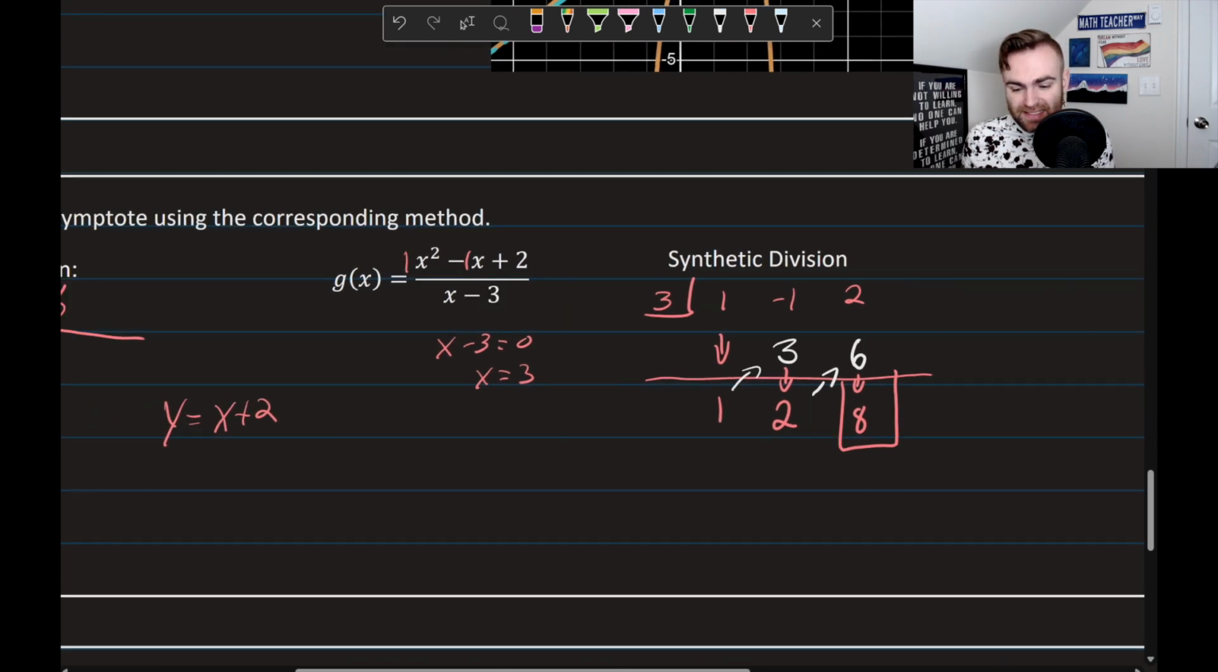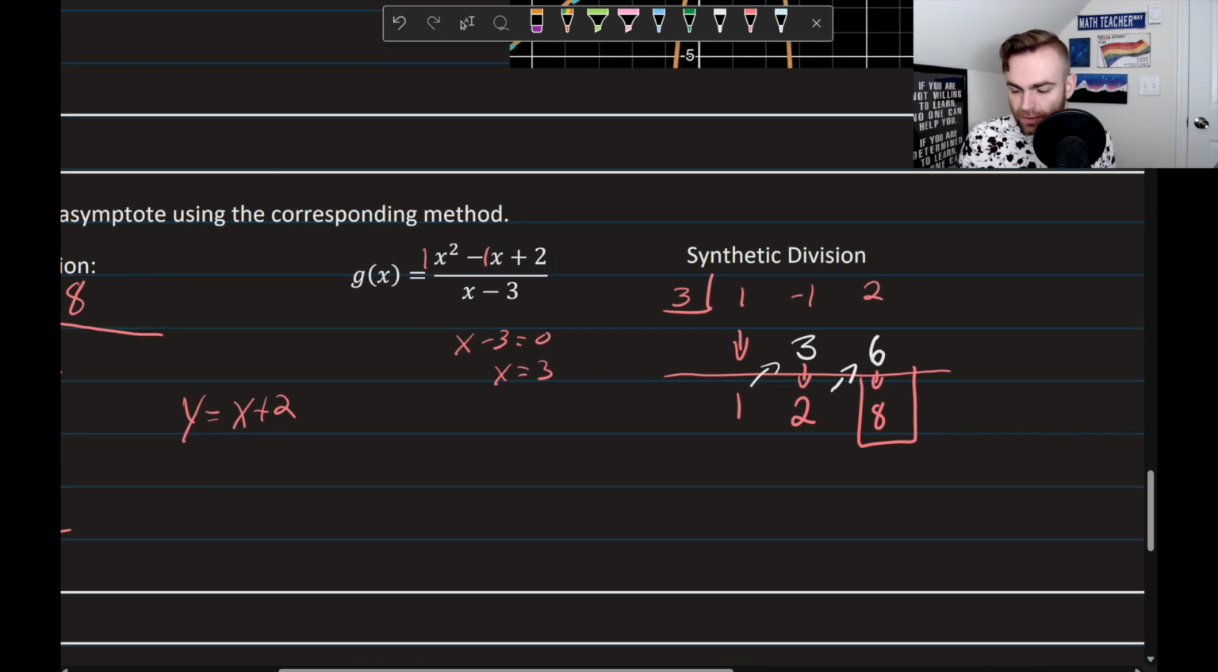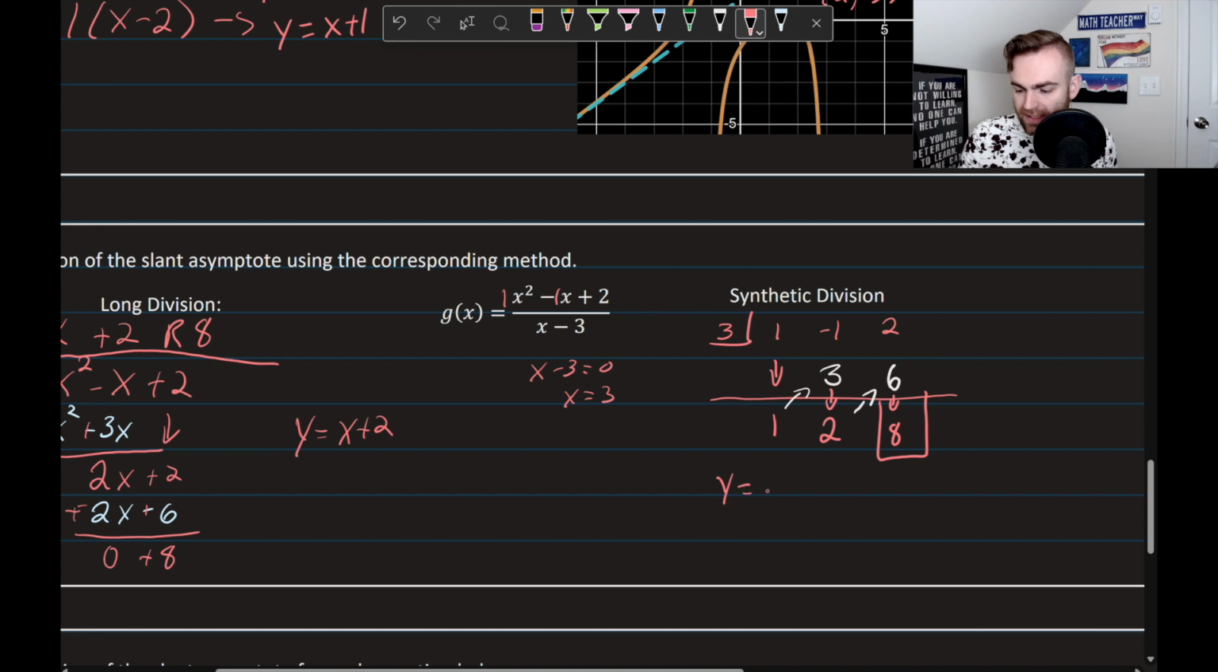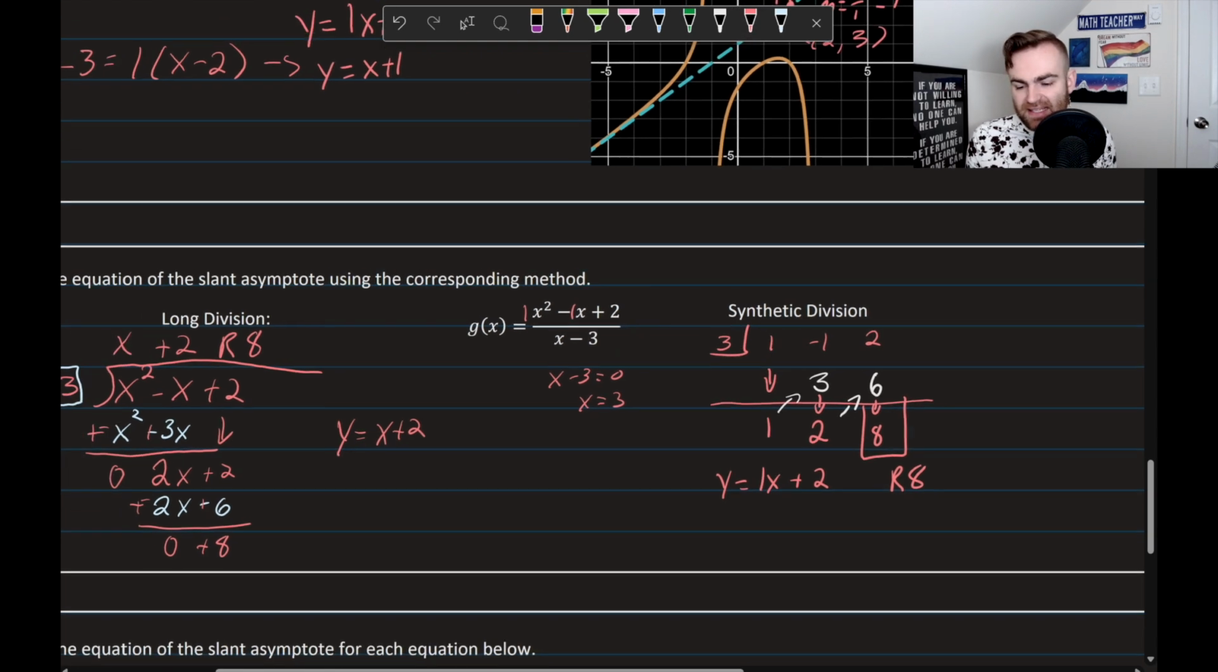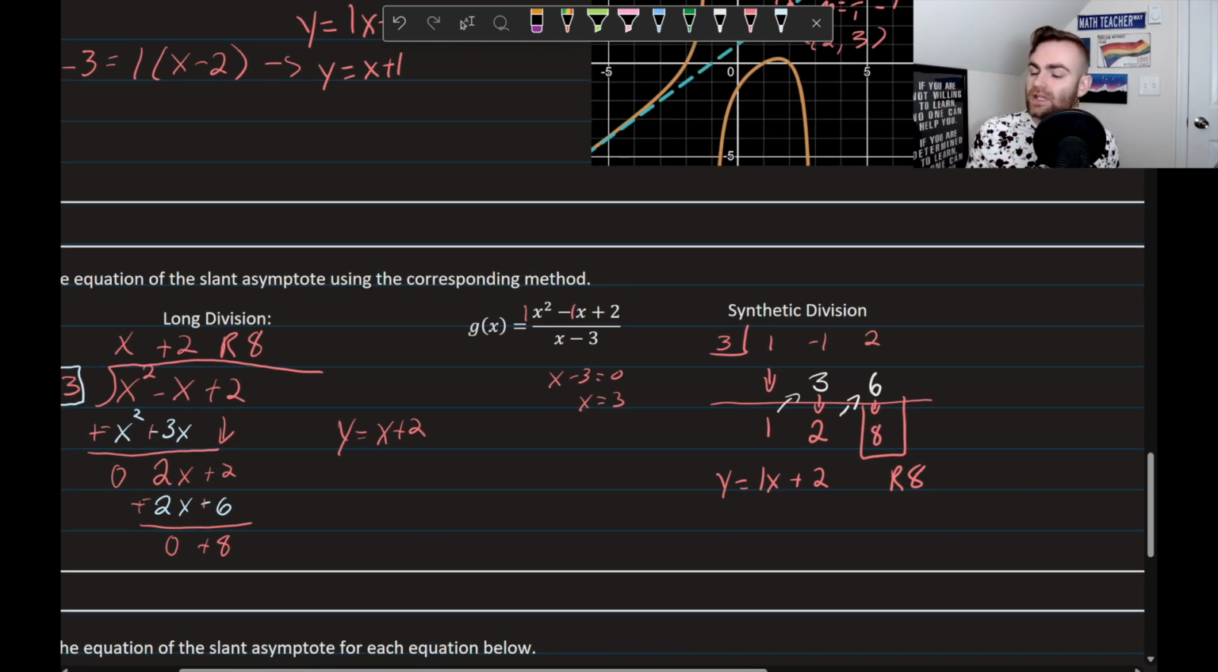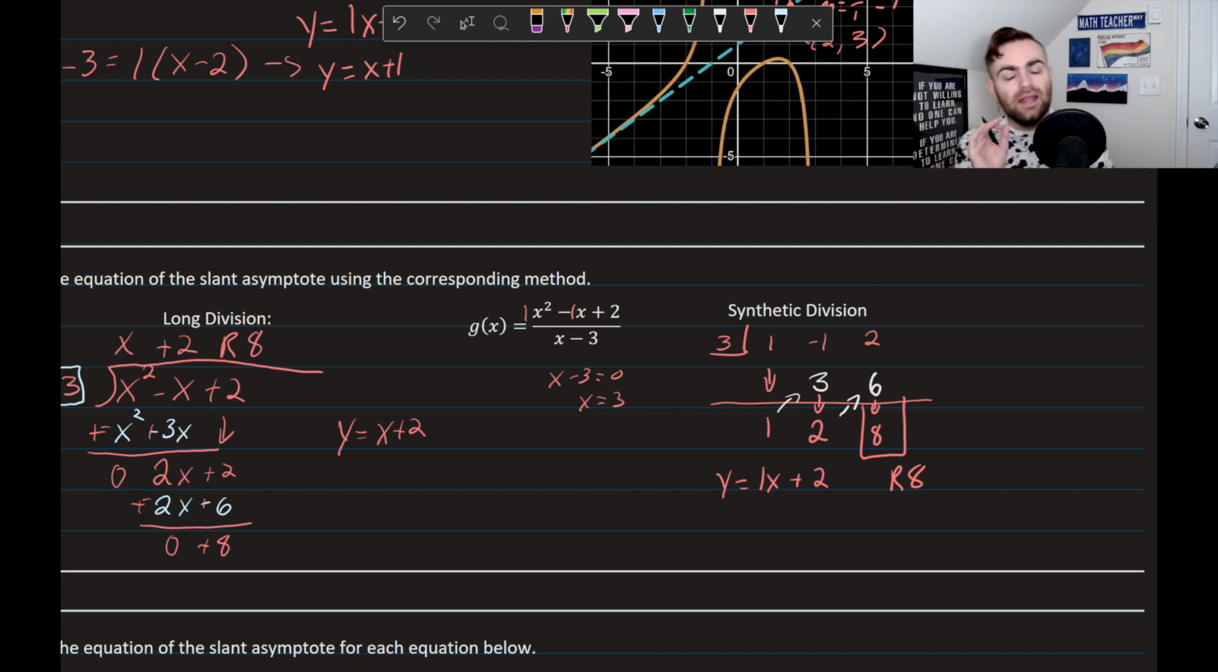This translates to the exact same thing as before. Y equals 1x plus 2 with a remainder of 8. So we got the exact same thing as we got before, just another way of doing it. Now, the key difference between long division and synthetic is, yes, synthetic takes less time, but there are some problems with synthetic, and we'll talk about those in a little bit.